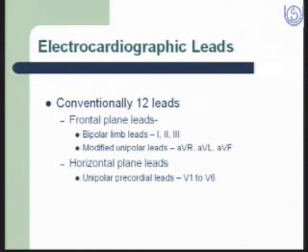And apart from the frontal plane leads, we have the horizontal plane leads, which are the unipolar leads and known as the unipolar precordial leads from V1 to V6. So these are the conventional lead positions, and at times the physician may order other special leads, may ask for more precordial leads, say V7, V8, V9, or certain other special leads which maybe we'll discuss sometime later.